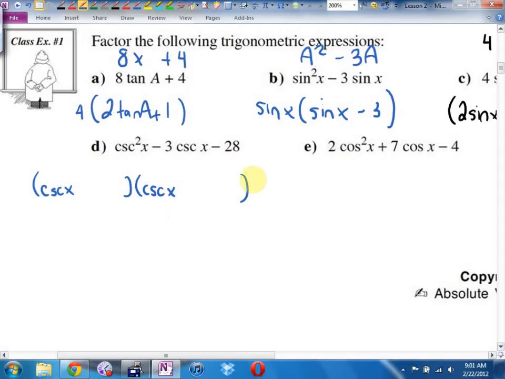What are two numbers that multiply to negative 28 and add to negative 3? Someone doesn't know his times table. Thank you for recovering for me, Nathaniel. By the way, how can you check if you're right whenever you're factoring? Yeah, FOIL it out. You better get the original question, right?